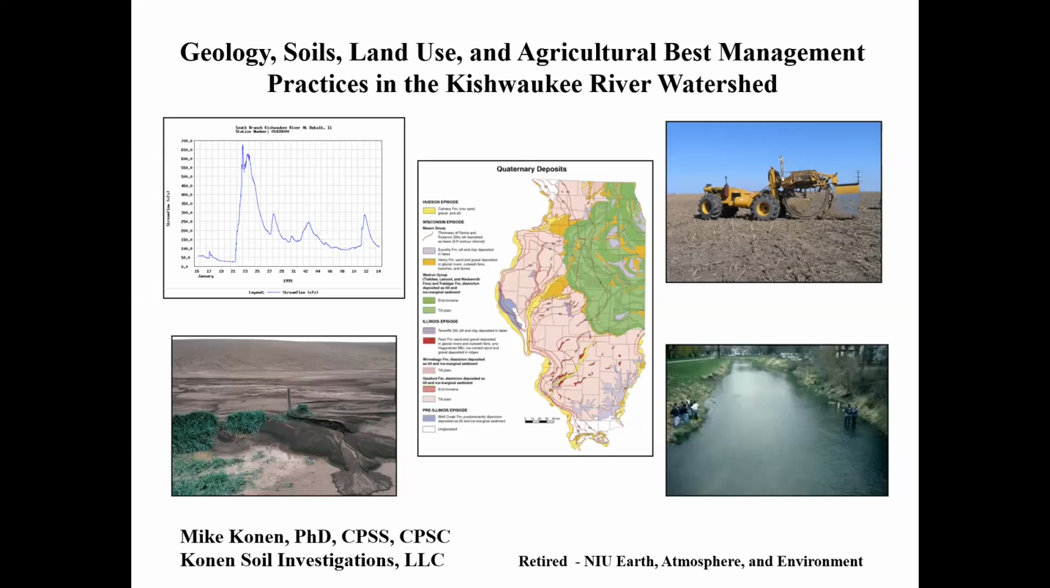Okay, so I tweaked the title a little bit. I'd gone through and looked at a few of the past speakers, and I saw there was a lot of urban stuff, and Scott had mentioned that he wanted to focus on ag stuff, so I'm not going to talk really about any of the urban things. I'm going to talk more about a natural history and then agricultural land use within the watershed.